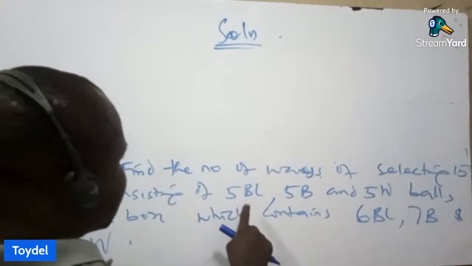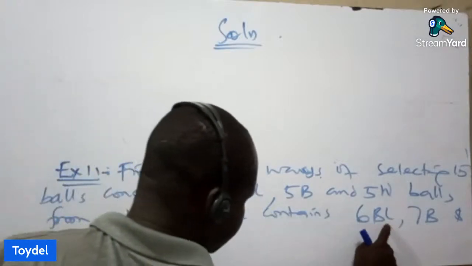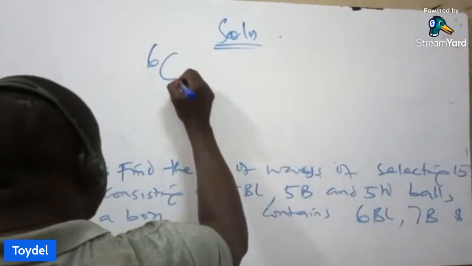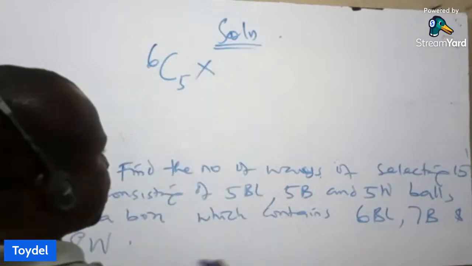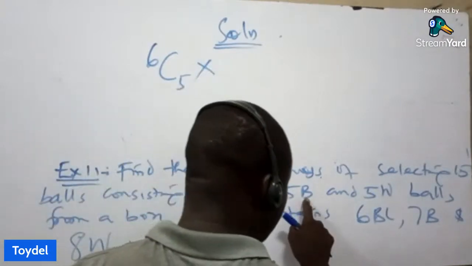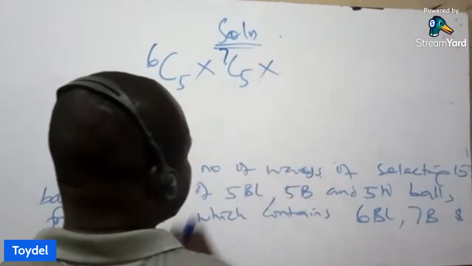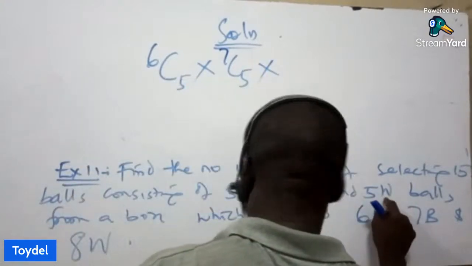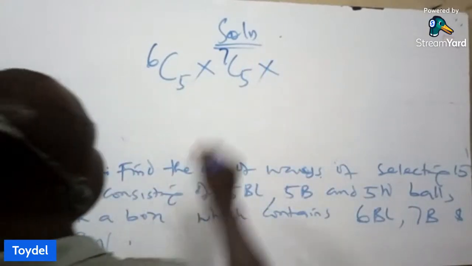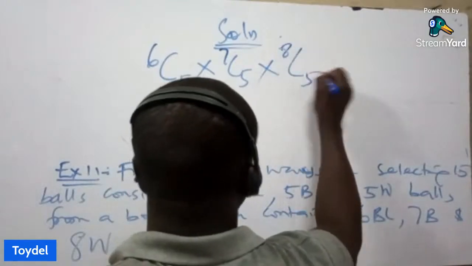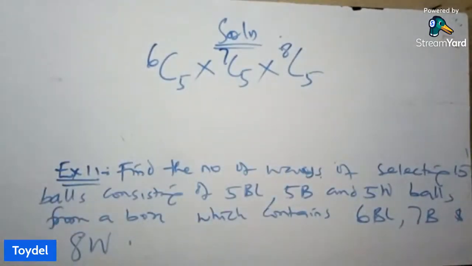So we are selecting 5 black from 6 black. So we have 6 combination 5 multiplied by, we are selecting 5 blue from 7 blue. That will be 7 combination 5. Then multiplied by, we're also selecting 5 white from 8 white. That will be 8 combination 5. So that's what we have.